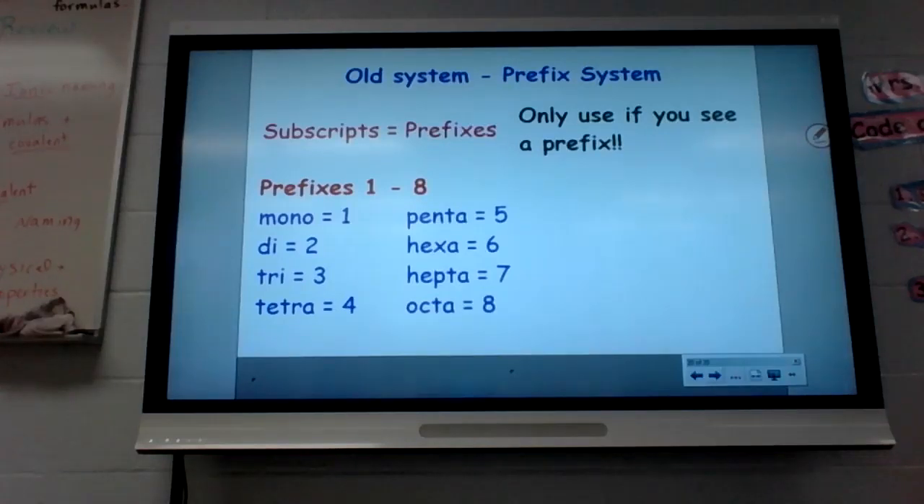Tri is 3. Tetra is 4. A lot of people think quatra for 4, but we don't use quatra. We use tetra. Penta, most people know penta from pentagon. A lot of you probably remember it from driver's ed. You talked about the pentagon for the school signs, school crossings.